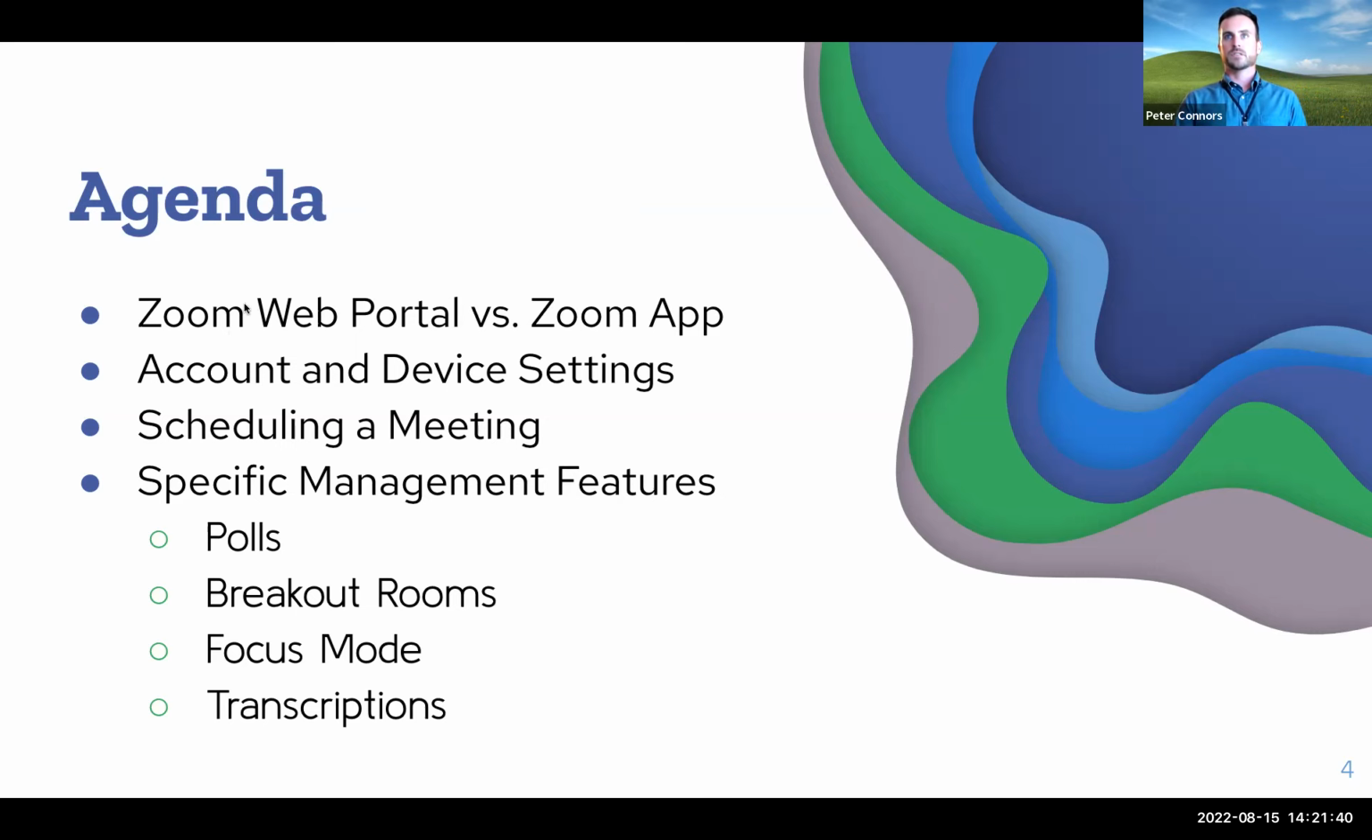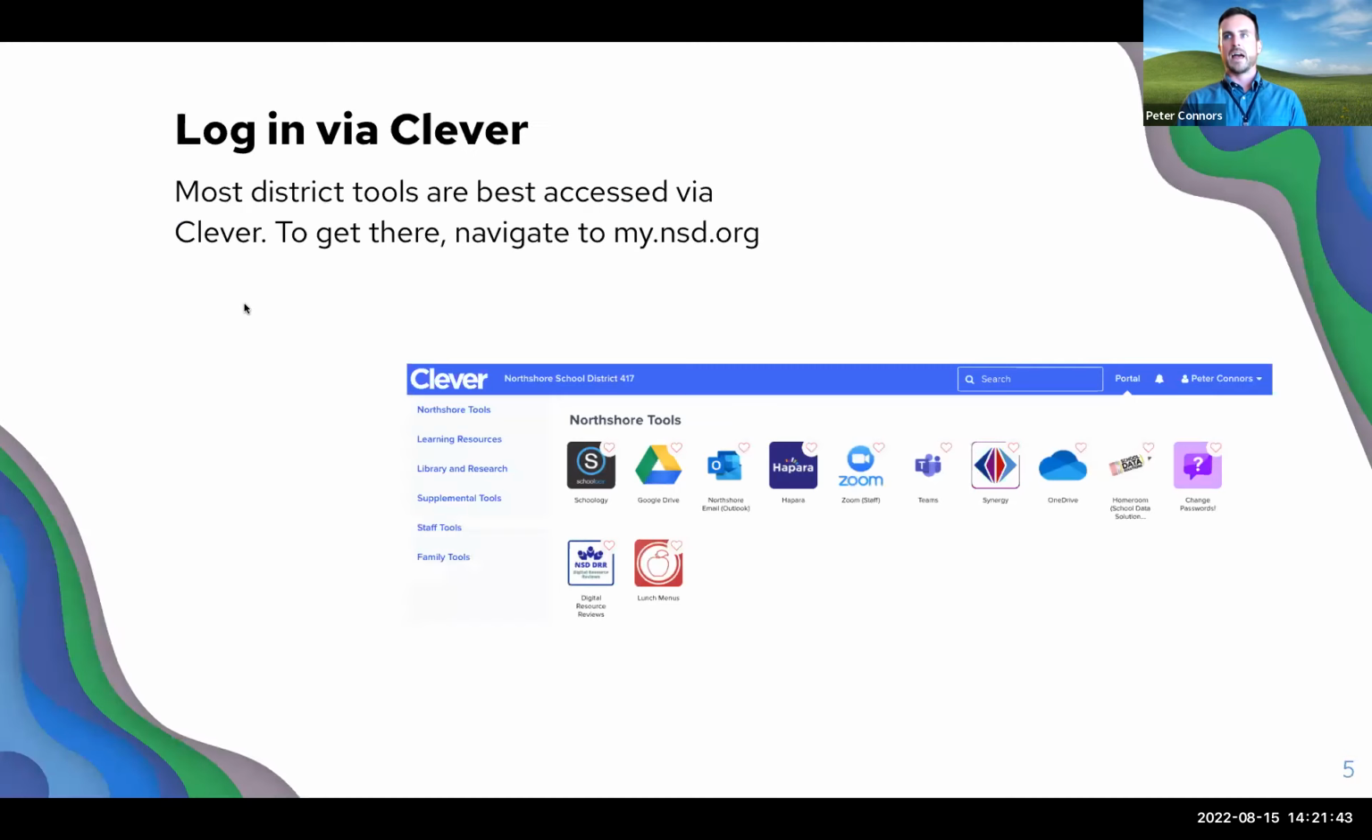So first off, let's talk about the Zoom web portal versus the Zoom app. And the first thing is, how do we get to these? So to get to the web side of Zoom, which is where we'll start, we always want to go through Clever. So Clever, if you are new to the district, is reached via my.nsd.org. I'm sure a lot of us have bookmarked that or made it our homepage on our Chrome or our Safari or Firefox, whatever you use. But that is my.nsd.org.